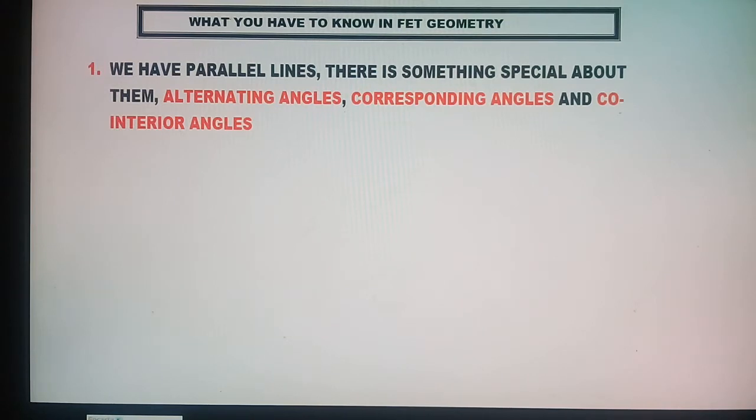For now, I will list all the important facts that you have to know in Euclidean geometry. We have facts on parallel lines: alternating angles, corresponding angles, and co-interior angles. First of all, okay, wow, how nice.